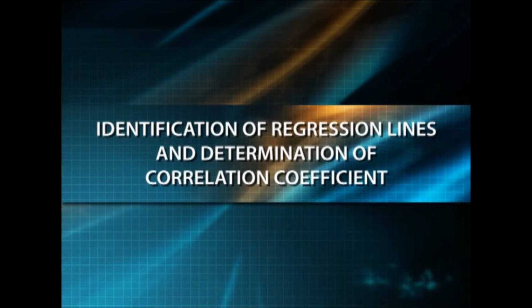Identification of regression lines and determination of correlation coefficient. If we are given a1x plus b1y plus c1 equal to 0 and a2x plus b2y plus c2 equal to 0 as the two regression lines, we need to identify which of them represents regression line y on x and which is regression line x on y. For this, first of all, we assume the first line a1x plus b1y plus c1 equal to 0 is the regression line y on x or regression line x on y.